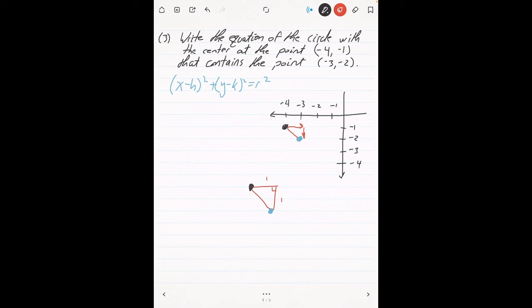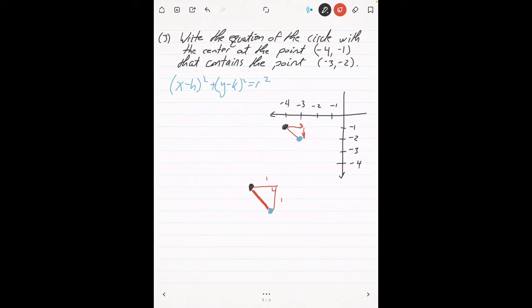Notice that that forms a right triangle, doesn't it? It forms a right triangle. I know one of the sides and I know the other side. I just need to find the hypotenuse. So how can I go and find that hypotenuse? Well, think back to what we did with right triangles. The Pythagorean theorem related all the sides of a triangle together.